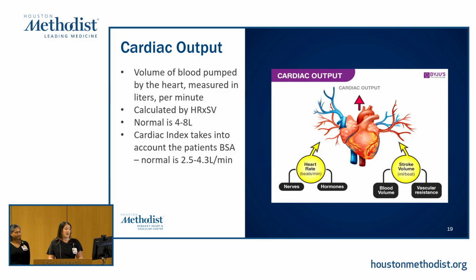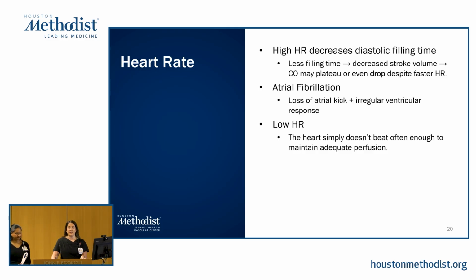liters per minute. But I know here in CV and probably where y'all work as well, we really watch our index more specifically. It takes into account the patient's body surface area, makes it a little bit more patient-specific, if you will. So when we're looking at things that will affect your cardiac output, we look at our heart rate, right? So maybe you think high heart rate, we should have a higher output. However, a high heart rate decreases that diastolic filling time. If you have less filling time, you're going to actually decrease your stroke volume. Your output could plateau or probably drop due to your faster heart rate.